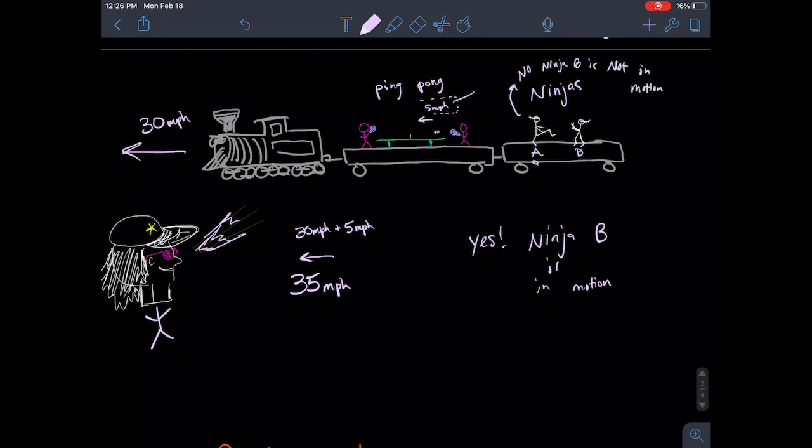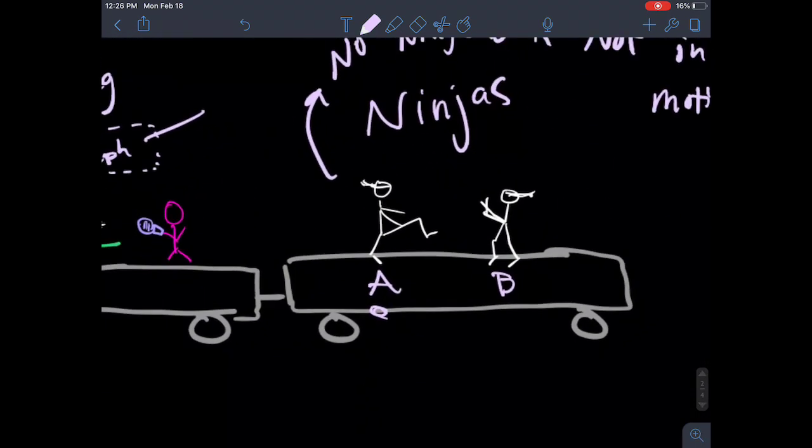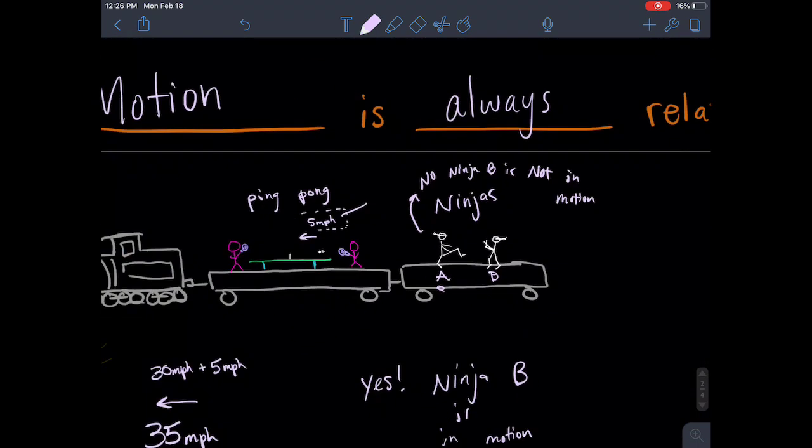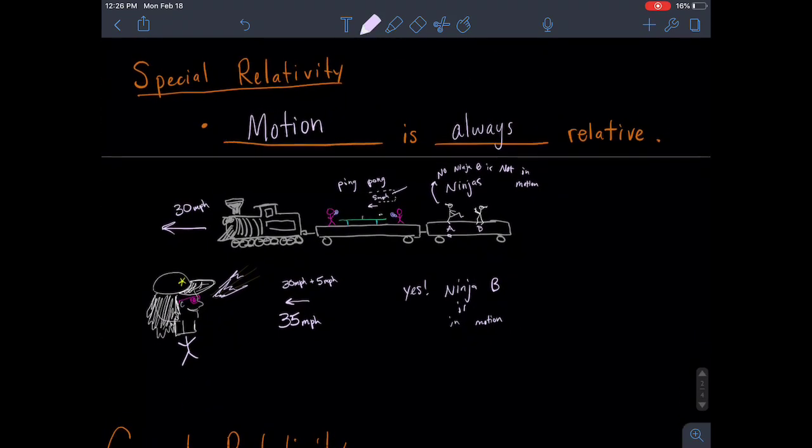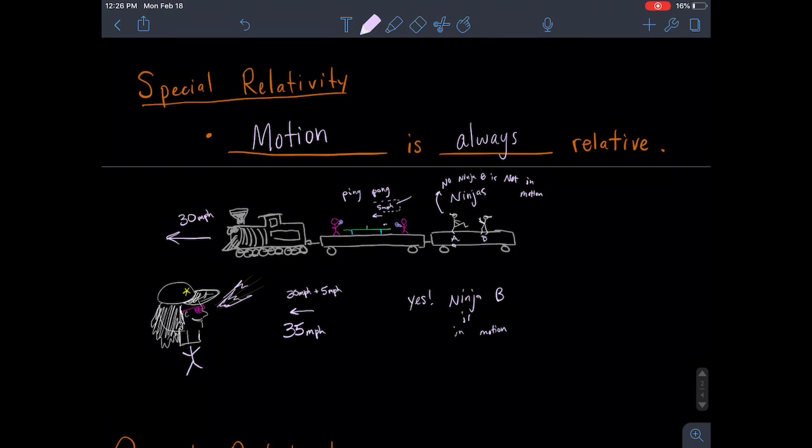Because in relation to Ninja A, Ninja B is not in motion. Just getting ready to block that kick. Look at that. Watch out, Ninja B. All right, so special relativity is essentially saying motion is always relative. So if we're going to talk about motion, we have to talk about the situation.